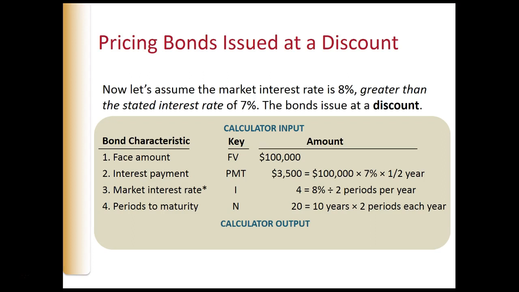So because of this, to make the bonds more attractive, California Coasters will have to issue its 7% bonds below its $100,000 face amount. Bonds issued below the face amount, like this, would be said to be issued at a discount. So in this illustration, we have to recalculate the issue price of the bonds, assuming the market rate of interest is now 8% per year or 4% each semi-annual period.